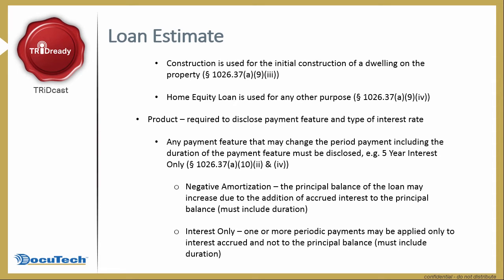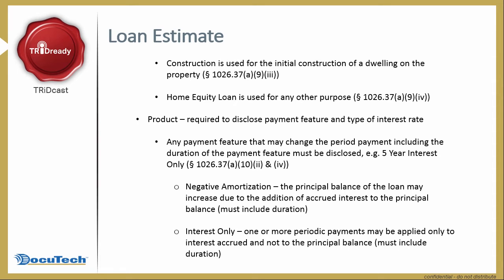So now Fred will discuss in more depth the product requirements. This is where the requirements start to become a little bit more complex. So in the products section, you are going to disclose a payment feature and also a description of the interest rate, is how I like to look at it. So the first thing that must be disclosed is any payment feature that may change the payment period. This includes the duration of the payment feature, and this is how it's going to be disclosed.